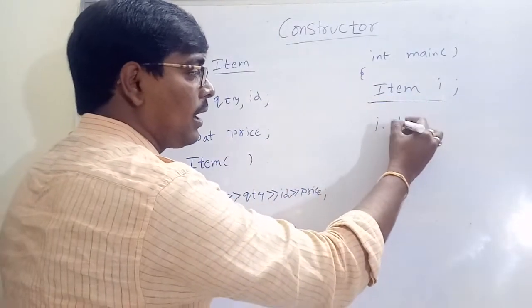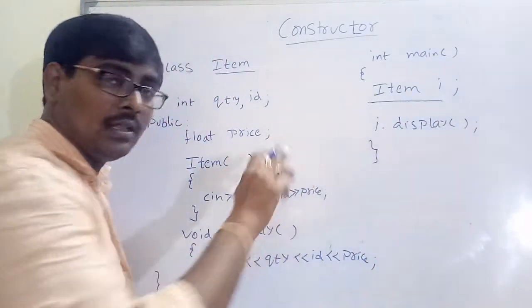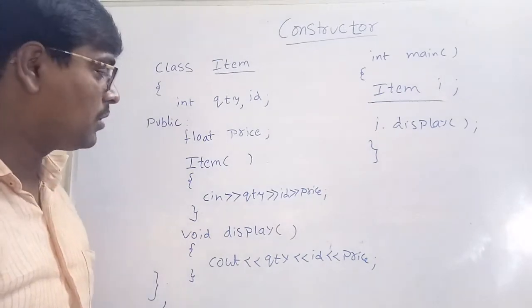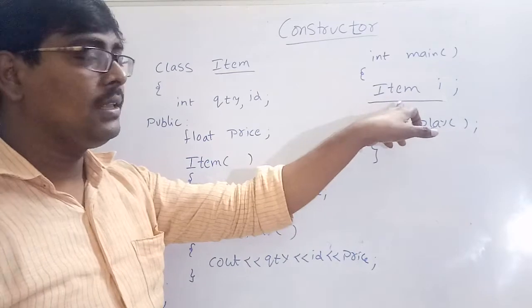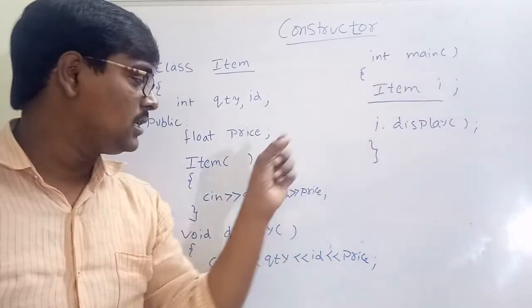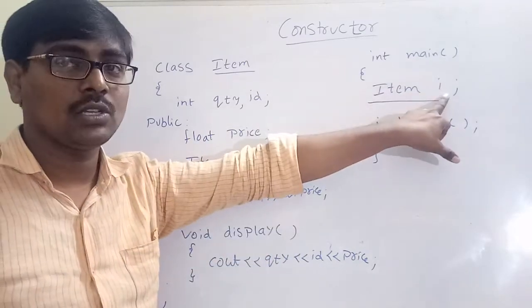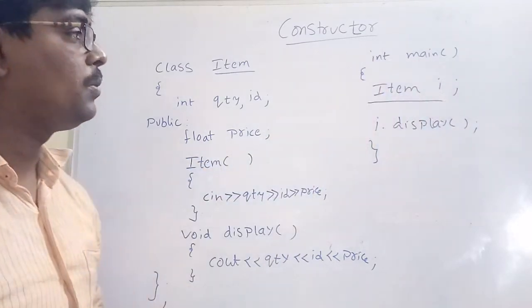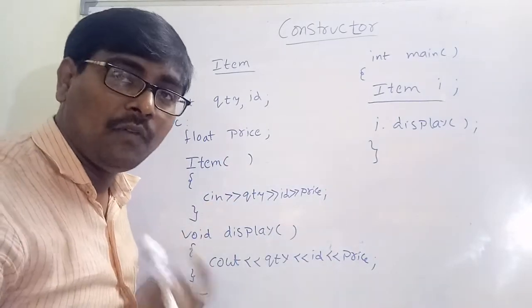Now call i.display. Okay, this is the program. Observe the difference. If it is a read method, we have to write inside the read and you call like this, i.read(). But if it is a constructor, no need to write, no need to call the constructor. Now one more point is, here we can create any number of objects.